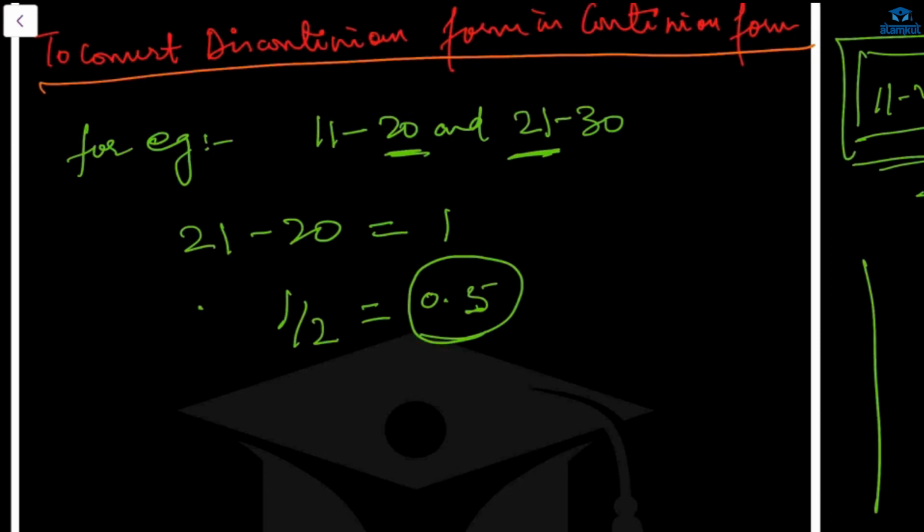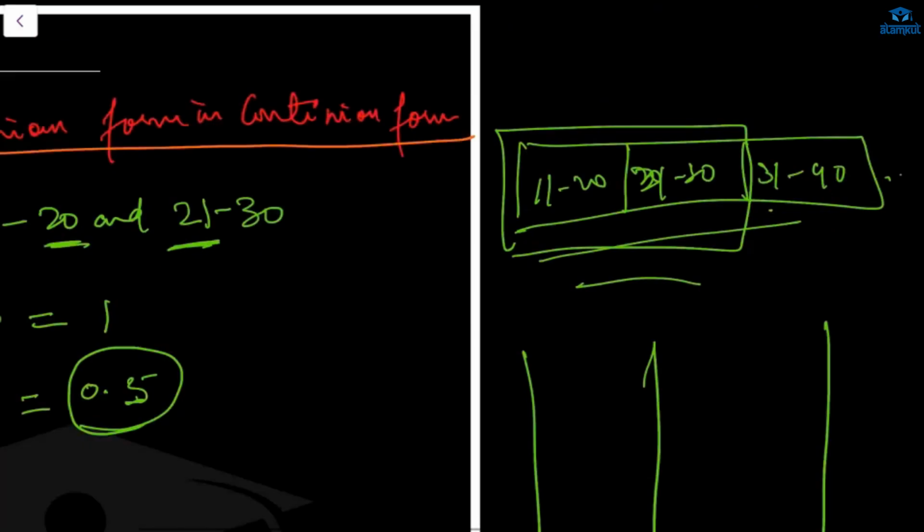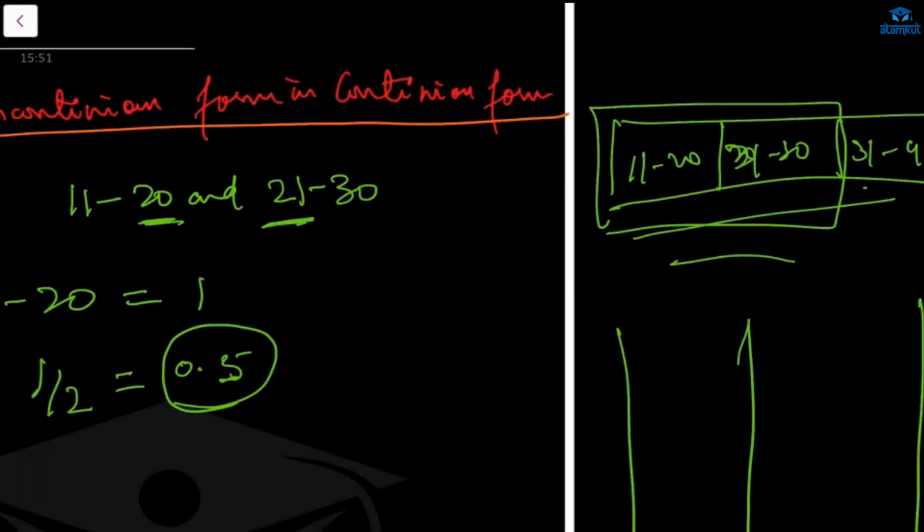Now we'll see this when we go for the frequency polygon. For continuous classes, you are going to take two values side by side. You don't pick 11 to 20 and then 31 to 40, don't do like that. So 11 to 20 and 21 to 30 you are going to pick up, side by side values.